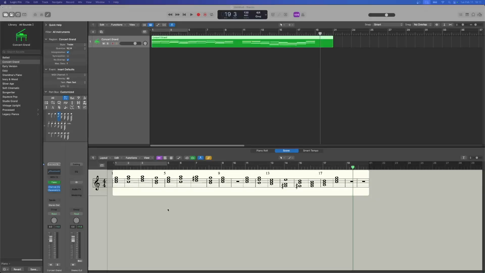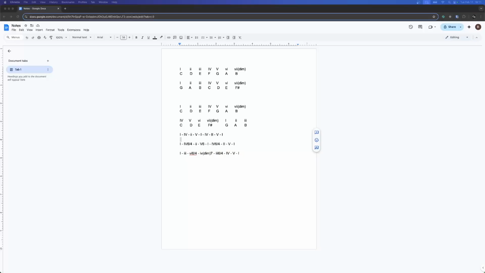Alright, so I have a couple chord progressions here using the borrowed chords that we just went over with G major and C major. So I'm writing in C major, and then I'm going to borrow some chords from G major. And I'll quickly show my chord progression that I made.